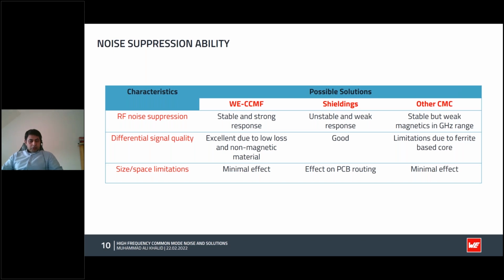Compared to the other possible solutions, the ceramic-based choke not only provides much better noise suppression, but also stable performance for the useful data signal.